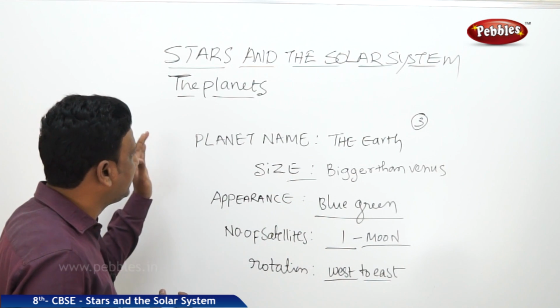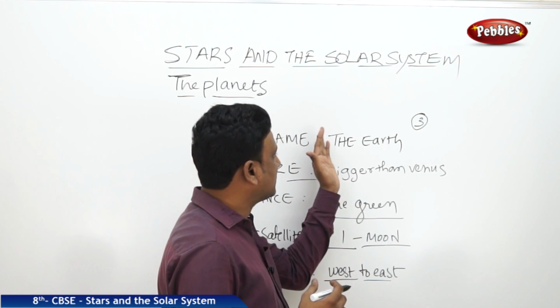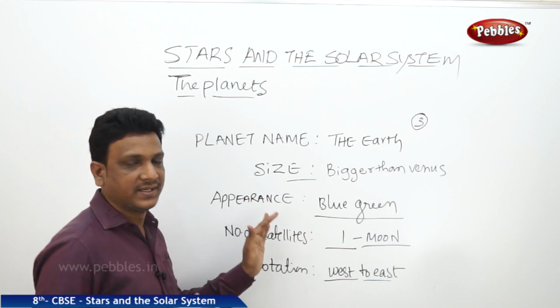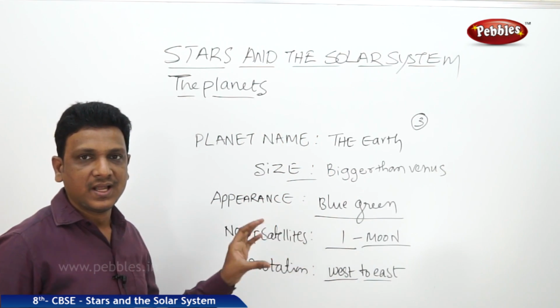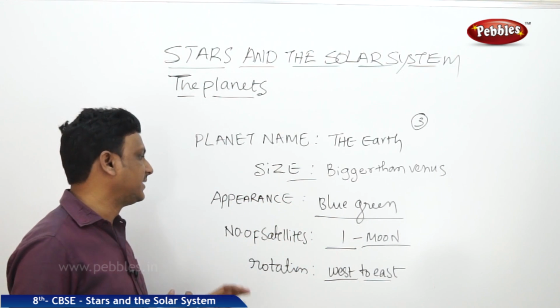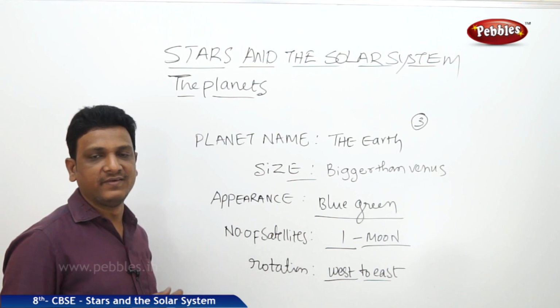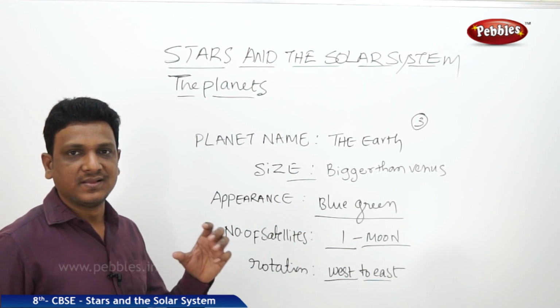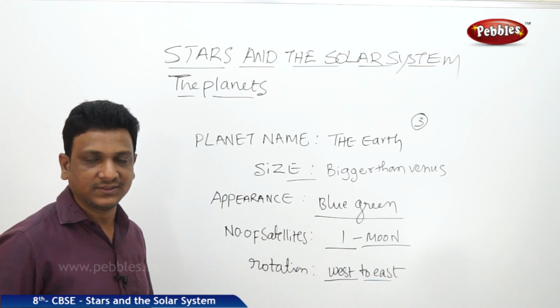So this is about the Earth. The Earth is the third planet. It is the blue-green planet. It has the atmosphere, water and all the necessities for the existence of life, and it is the only planet that contains life, on which we are living. It has a natural satellite, the Moon, revolving around the Earth.